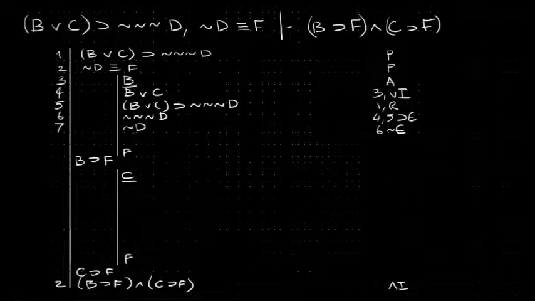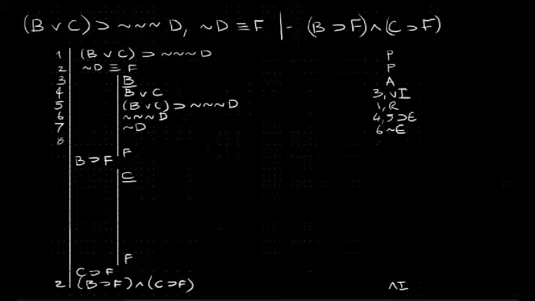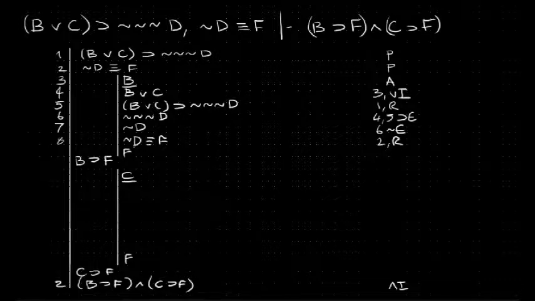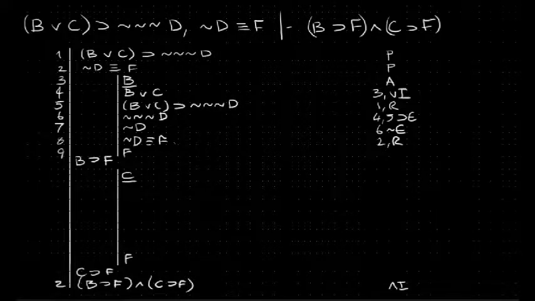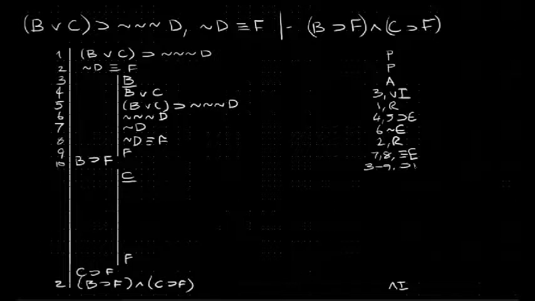So now, in order to get F, I just need to reiterate this biconditional. So on line 8, I'll write not D if and only if F, and that's a reiteration from line 2. Okay, so there's the first subproof, B to F. So F is justified on line 9 by 7, 8 biconditional elimination, and on line 10 I get B then F, and the justification is 3 to 9 conditional introduction.